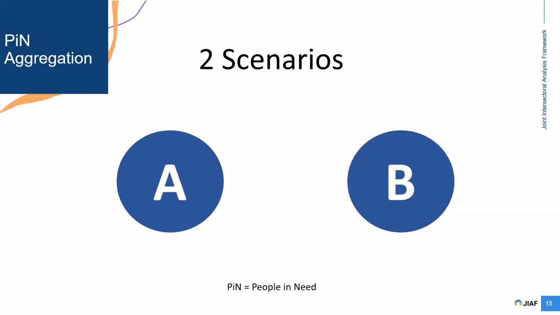So, with the help of those 99 indicators of the humanitarian conditions pillar and the severity scale defined for each of those indicators, we can now estimate the number of people in need. It doesn't always have to be those 99 indicators. In fact, in reality, it's often much less, and less might even be more when it comes to calculating PiN. The JIAF approach distinguishes between two PiN aggregation scenarios.